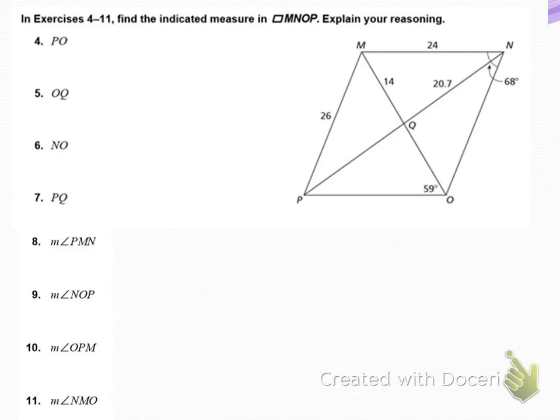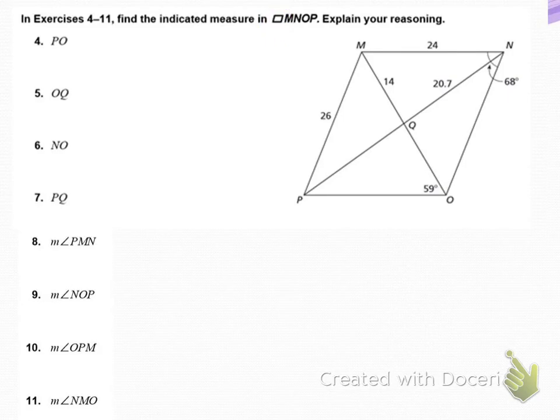It says, find the indicated measure in, you see that symbol? You can just take a guess what it means. It's a parallelogram. So even though it doesn't have markings that these are parallel, it doesn't need it. It names it like that. It'd be like saying triangle, blah, blah. Okay. So we have a parallelogram. It says explain your reasoning.